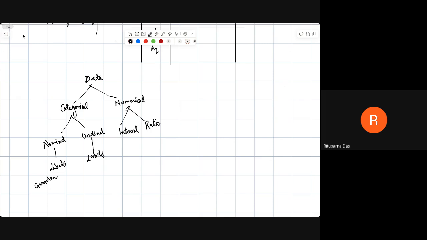So nominal data has labels, ordinal data has labels and order. For example, rating, say rating into good, bad, average. How will the order be from low to high? Bad, average, good.